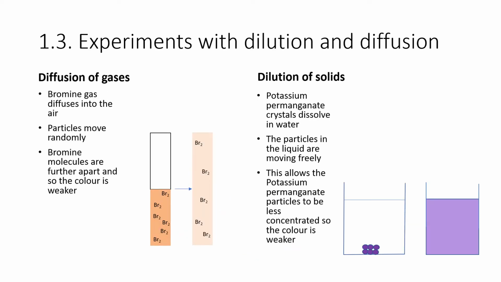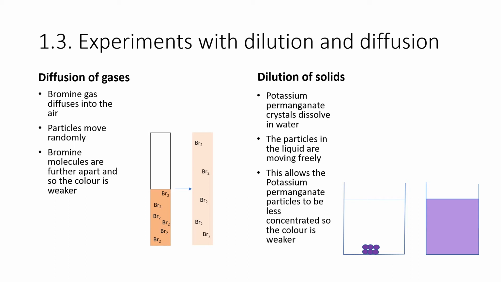Specification point 1.3. Experiments with dilution and diffusion. So for this one, you have to understand how the results of experiments involving the dilution of coloured solutions and diffusion of gases can be explained. So there are two parts to this. We'll start with diffusion of gases.